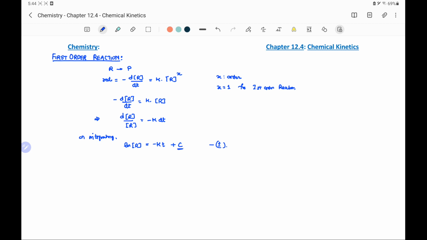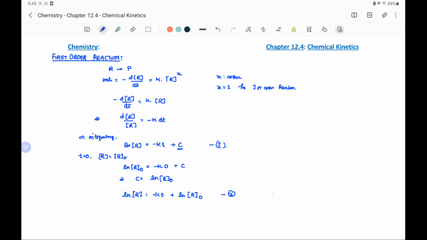To find the constant of integration, that is c, we use the initial condition that at time t equal to 0, concentration is R0. Substituting this value, we will have ln R0 equal to minus k into time, which is 0, plus c. Or we can write c is equal to ln R0. Substituting this value of c in the first equation, we will have ln R equal to minus kt plus ln R0. This is our equation number 2.